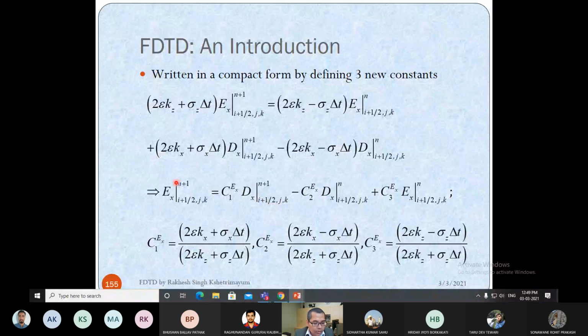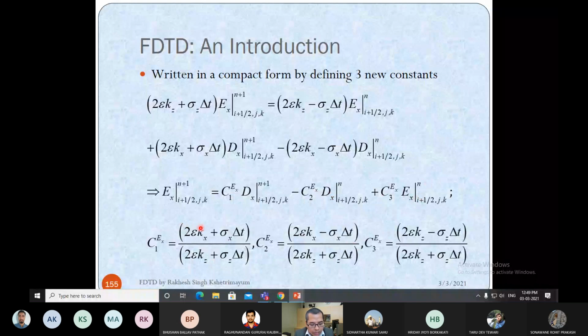So the time location is always an integer for Ex, Dx. All the time locations are integer time steps. And what is the space location? The space location is i plus half, j comma j. Ex and Dx have the same space location. So if you want to find Ex, you multiply Dx by constant C1Ex, then C2Ex with Dx at n, and C3Ex with Ex at n. These are the constants we have derived.